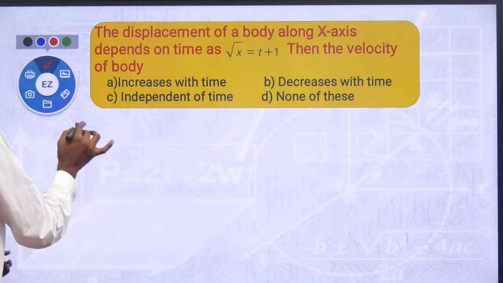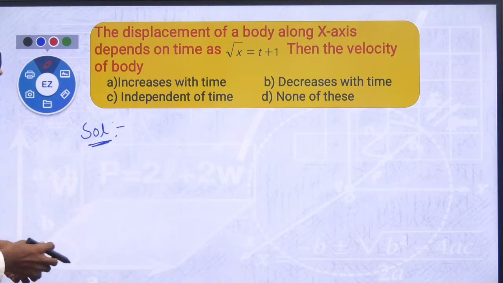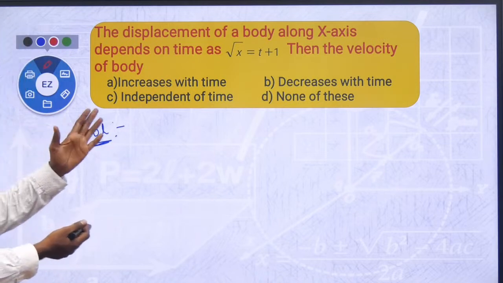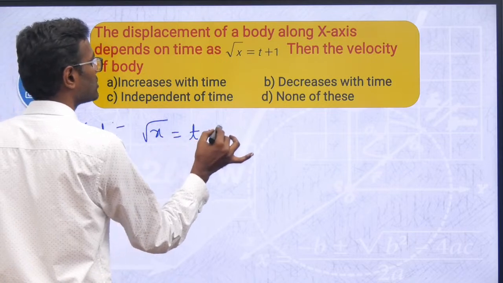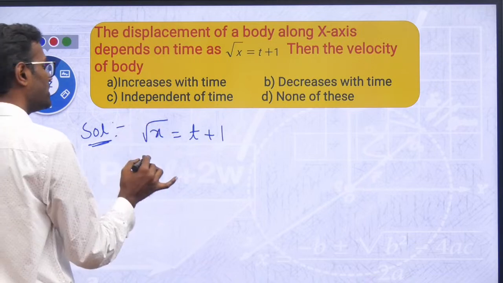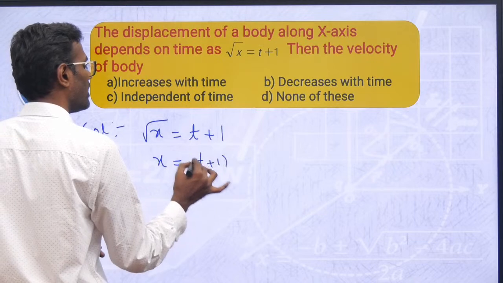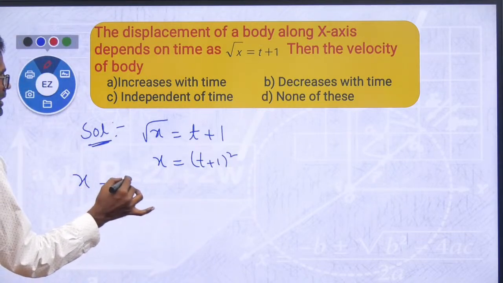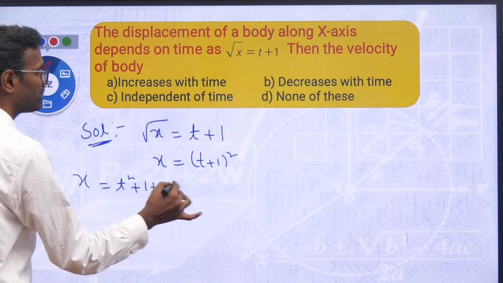For this I will give you the solution, an easy one. Of course you know this answer. Increases with time is the right answer. That I will explain to you. Root x is equal to t plus 1, then square on both sides to eliminate the root. So x is equal to (t plus 1) whole square, which expands to t square plus 1 plus 2t.